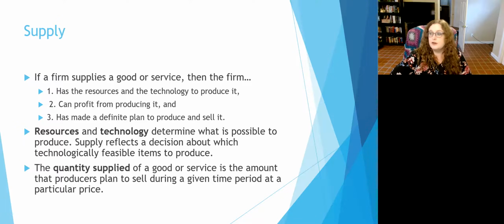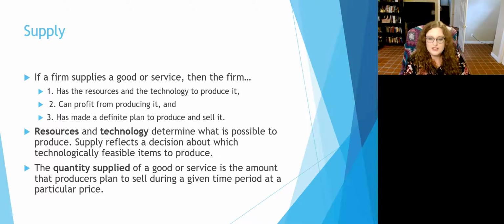You can profit from producing it. If I'm producing shoes and there are people willing to pay for it, I could profit from that venture. Then I might supply it. And then you have to have a definitive plan to produce it. So to be considered supply, you have to be able to make it, you have to be able to profit from it, and you have to have a plan to do it, right?